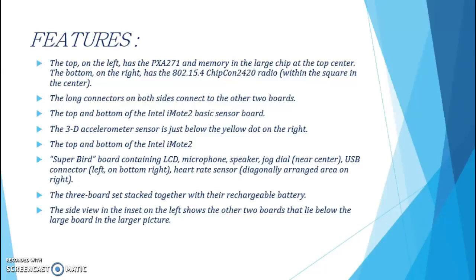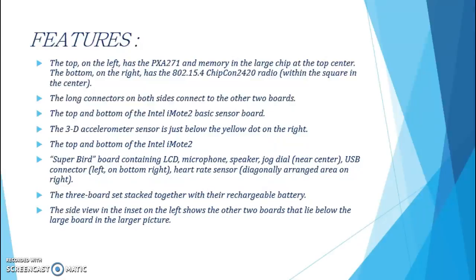Pictures. The top on the left has a PXA 271 and a memory in the large chip at the top center. The bottom on the right has an 802.15.4 Chipcon 2420 radio within the square in the center. The long connectors on both sides connect to the other board's ports. The top and bottom of the Intel iMote 2 basic sensor board. The 3D accelerometer sensor is just below the yellow dot on the right.